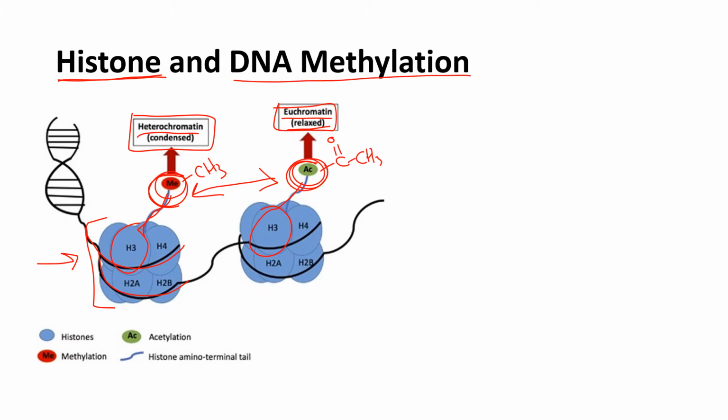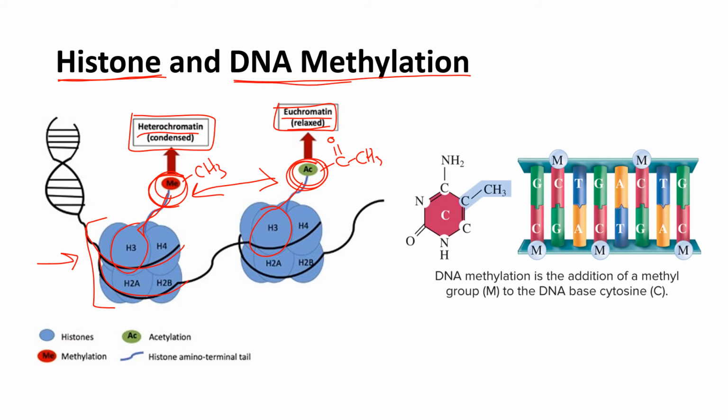DNA can also be methylated. For DNA to be methylated, that involves the cytosines having methyl groups attached to them. So that's the cytosine with a methyl group attached to it. And when DNA is directly methylated, when the cytosines have the methyl groups added, this is a more permanent type of inactivation. When DNA is methylated, the genes in that segment are unable to be expressed. Whereas methylating the histones is reversible.